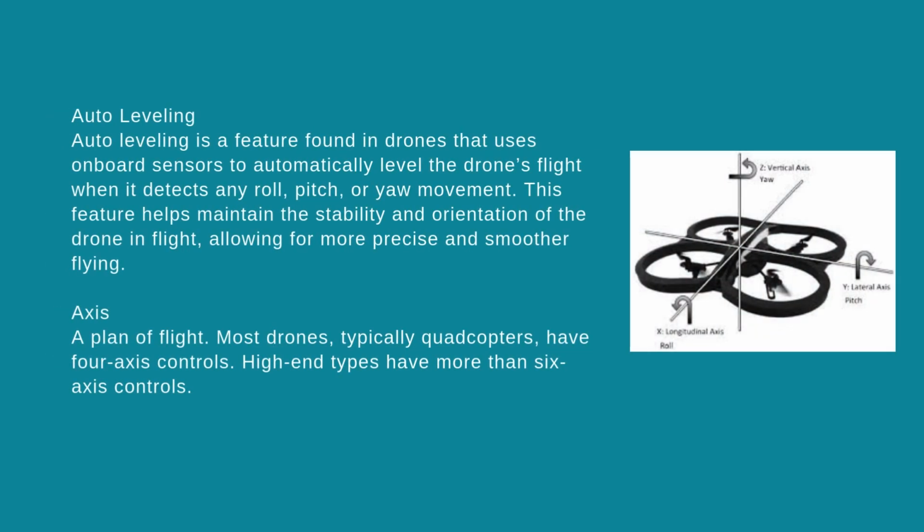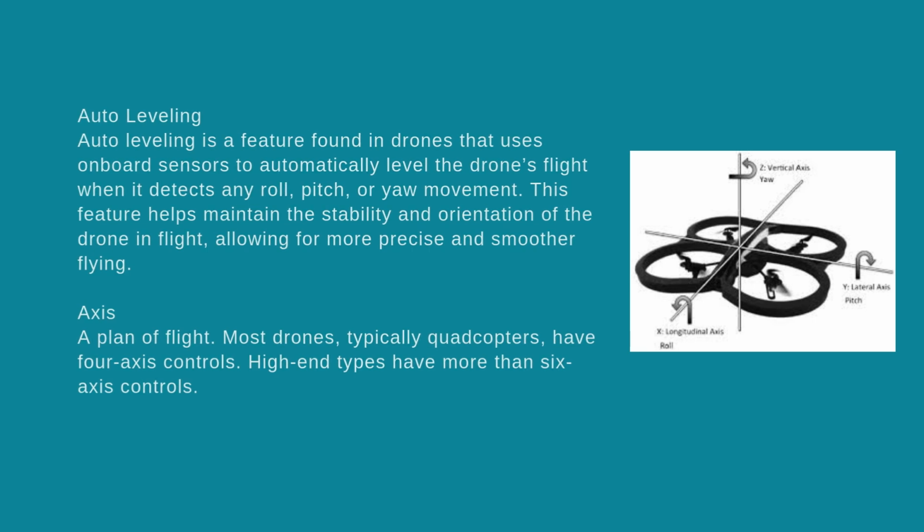Auto-leveling is a feature found in drones that uses onboard sensors to automatically level the drone's flight when it detects any roll, pitch, or yaw movement. This feature helps maintain the stability and orientation of the drone in flight, allowing for more precise and smoother flying. Axis: a plan of flight. Most drones, typically quadcopters, have 4-axis controls.